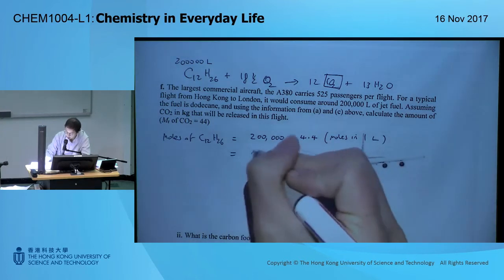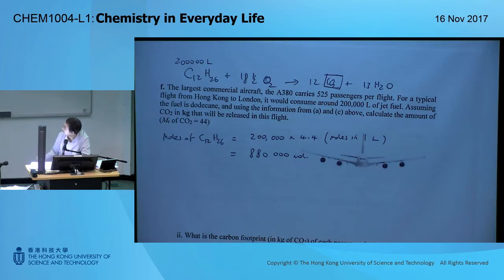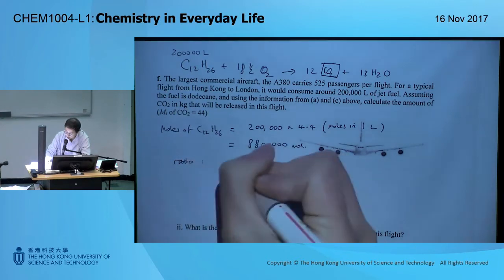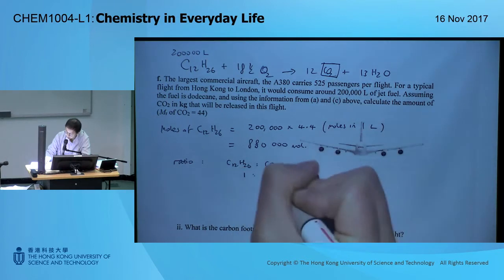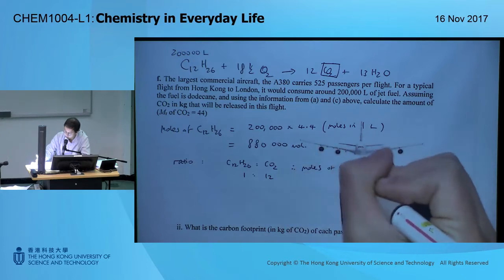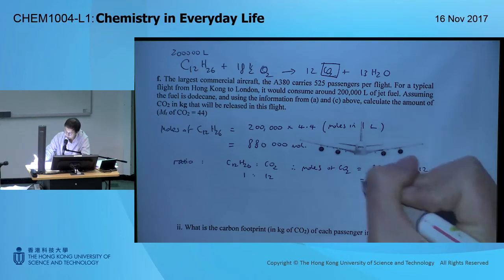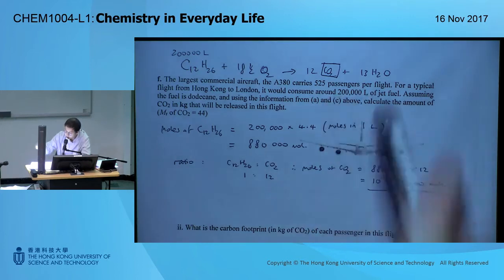Okay, and that will give us 880,000 moles. And then we use the ratio of the dodecane to CO2, and we know this is 1 to 12. So the moles of CO2 would be 880,000 times 12. So we get 10,560,000 moles. It's a large amount of moles of carbon dioxide released when we burn 200,000 liters of fuel.